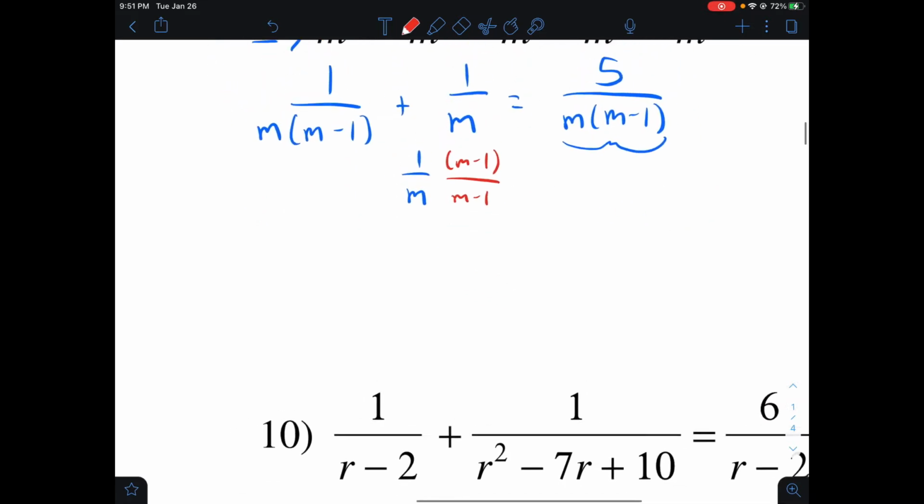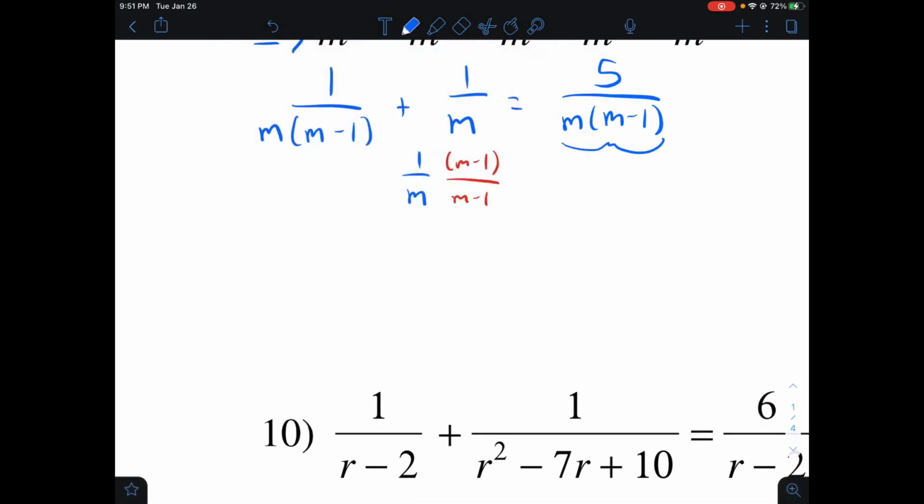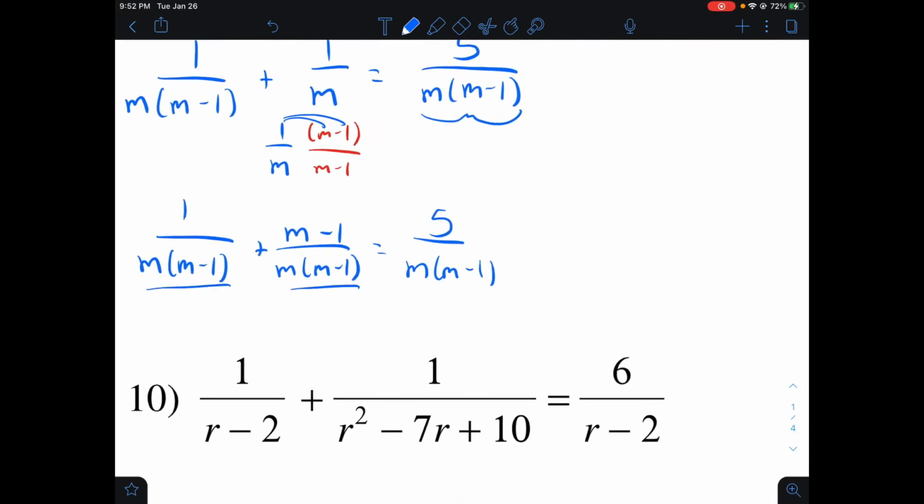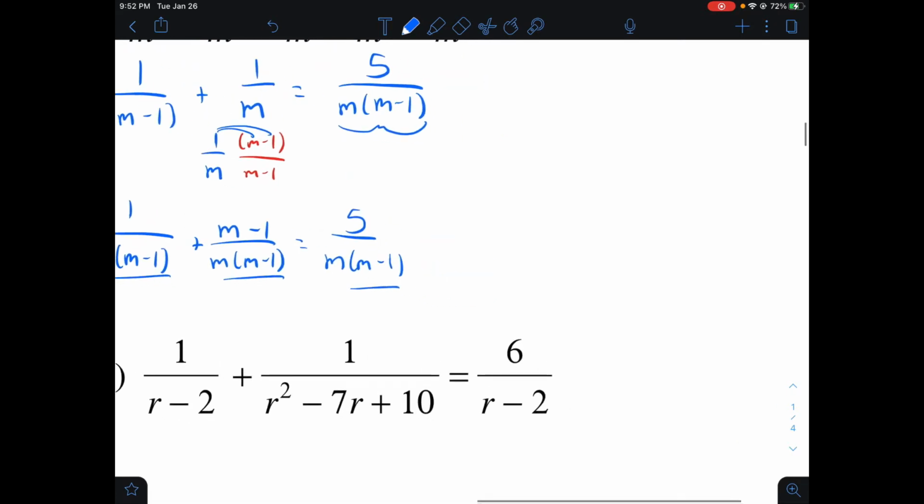All right, and when we do that, this guy's going to stay the same. We get m times m minus 1 plus, and keep in mind you're supposed to distribute this, right? So you would get m minus 1 all over m times m minus 1 equals 5 over m times m minus 1. All right? So now we've got common denominators. We can get rid of that denominator. We get 1 plus m minus 1 equals 5.